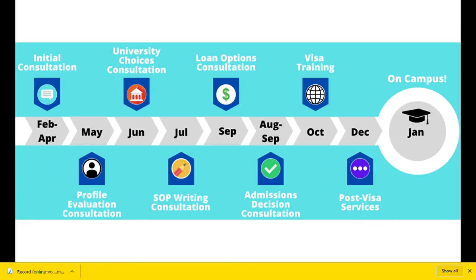Visa training would occur in October of that year. Anything else needed after you acquire your visa would occur in that December. And then right at the beginning of that year in January is when you would arrive on campus with everything taken care of, hopefully.